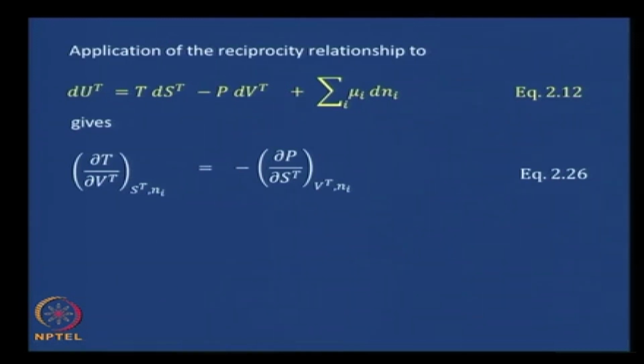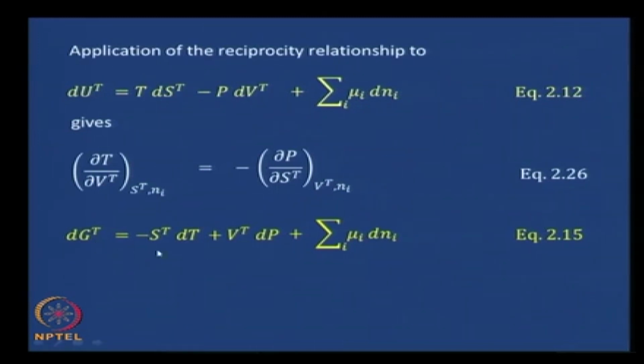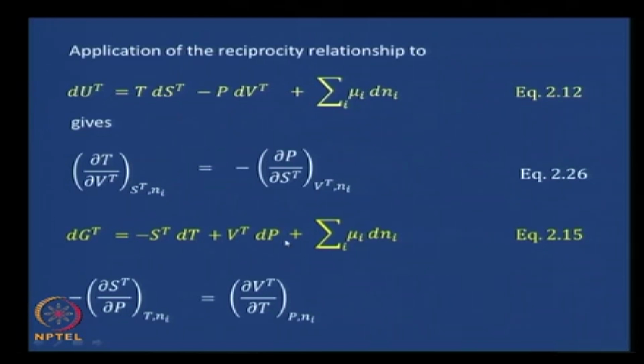Let me show this a few more times so that it becomes simpler to remember. Let us consider the next relationship, dGt equals minus St dT plus Vt dP plus summation of mu i dni, as we have already seen in equation 2.15. If we utilize the reciprocity relationship here, then minus dou St by dou P at constant T and all other ni equals dou Vt by dou T at constant P and all other ni. By now you must be getting comfortable with writing reciprocity relationships from total differentials. Let us call this equation 2.27.